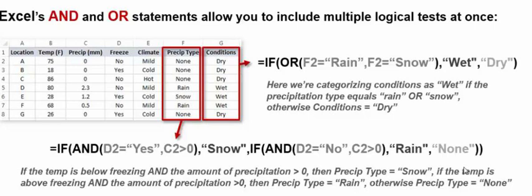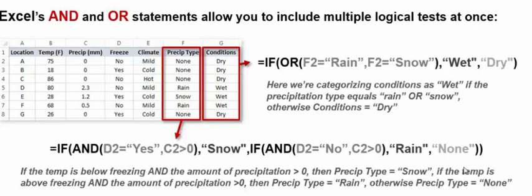For location C, the precipitation type is none, so the condition will be dry. For location E, the precipitation type is snow, so the condition is wet. By combining these logical functions, Excel allows us to automatically classify weather data based on temperature and precipitation. This can save you a lot of time when working with complex datasets.